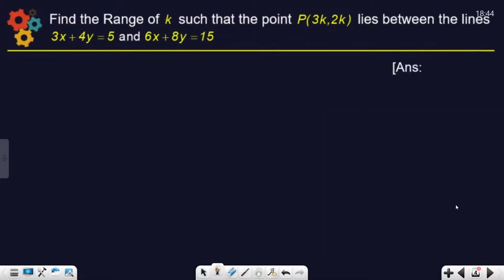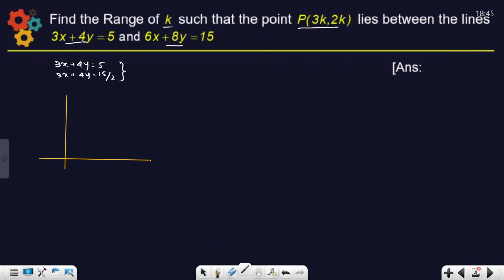See this question. The question is, find the range of K such that the point lies between the lines given. What are the two lines? One line is, and what about the second line? Okay, now we can easily see that these two lines are parallel lines.